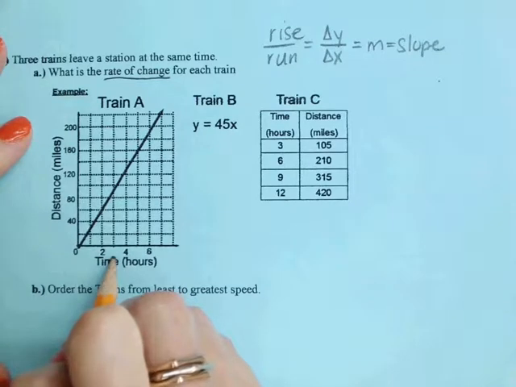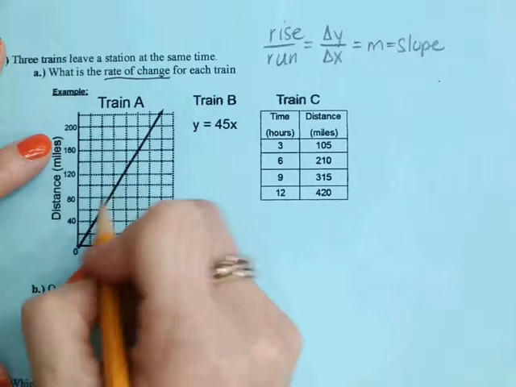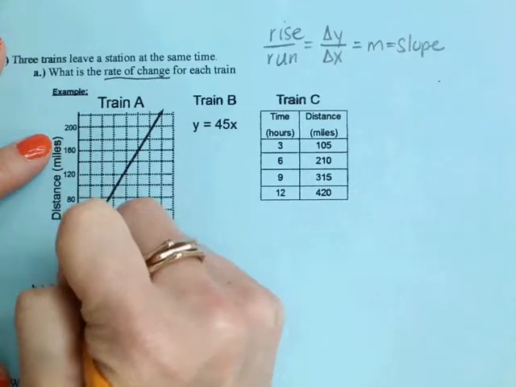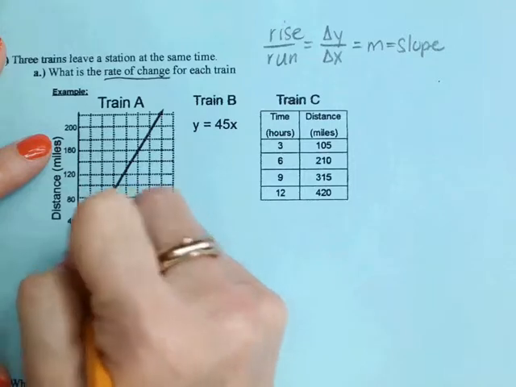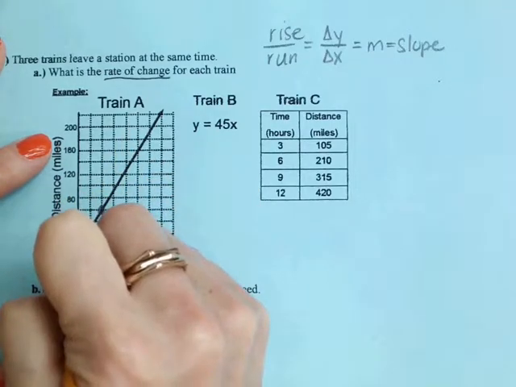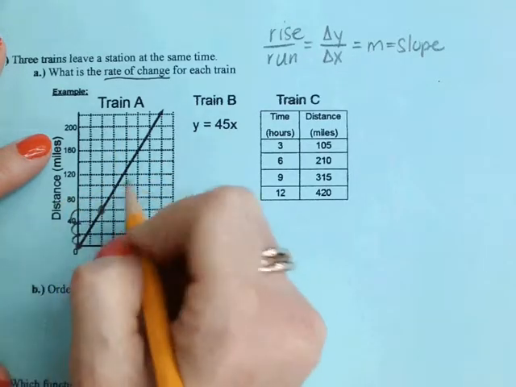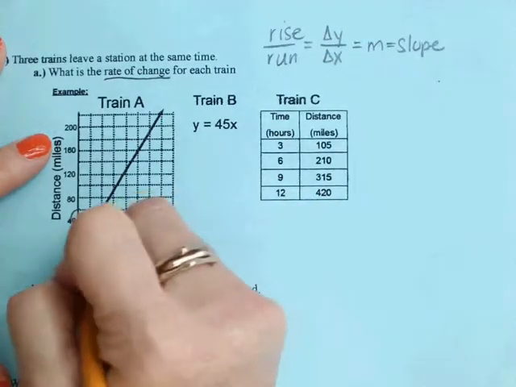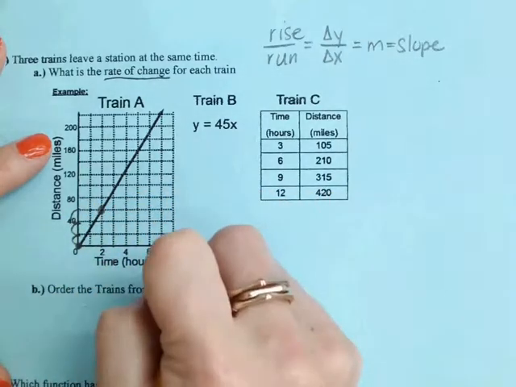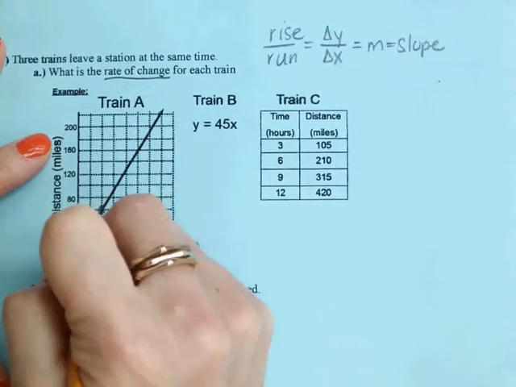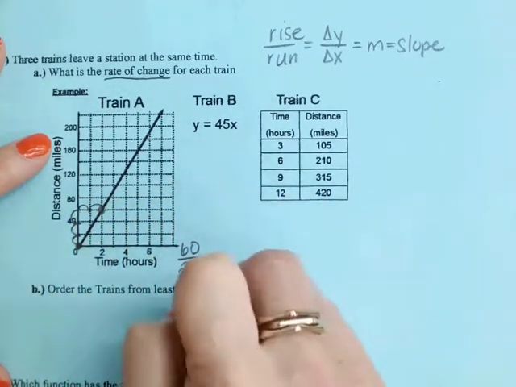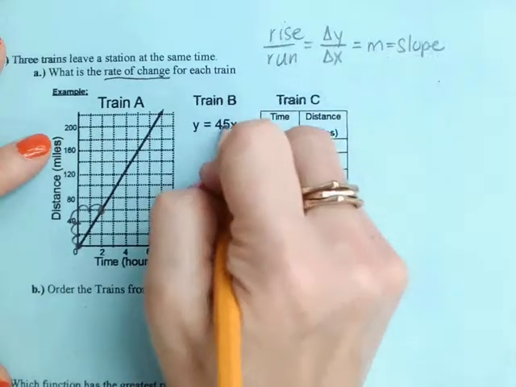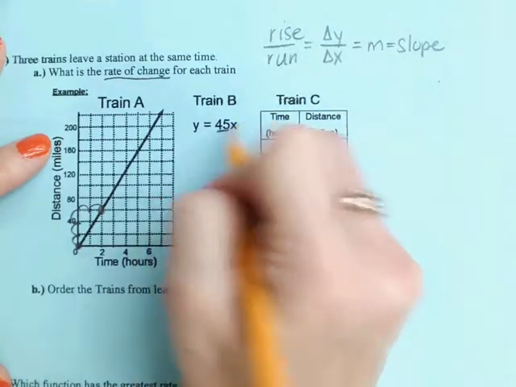Let's go ahead. It says what's the rate of change for each train. If we start with train A, we'll just go right here. This is from 0, 0 to, if I take a look at it, it looks like it's going to be 2, 60. So we go up 1, 2, 3. But when we go up 3, we're really going up to 60. So I'm going to write in 60. And then we go right 2, so 60 over 2, which simplifies to 30. Okay? For train B, we can just pull it right out of the equation.